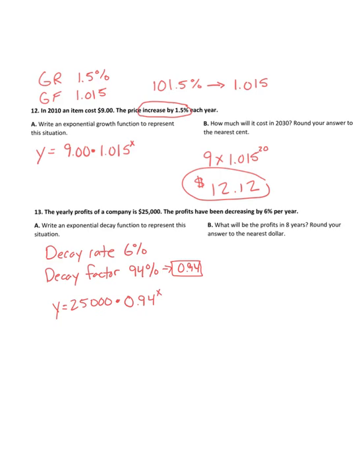Then it says, what will be the profits in 8 years? So 8 years from now, I plug in 8 into the x place. If I do that on my calculator quick, I get 15,239 and 22 cents.